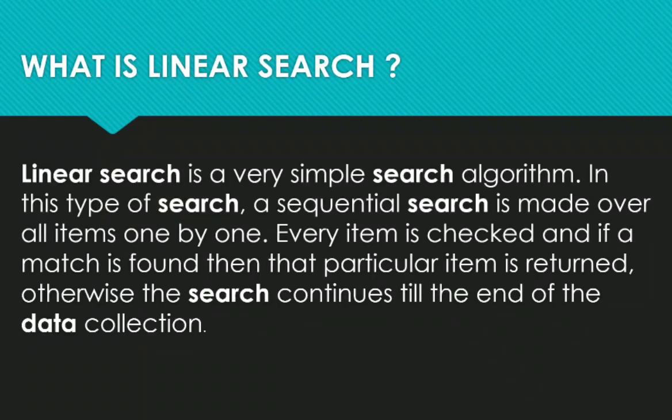What is linear search? Linear search is a very simple search algorithm. In this type of search, a sequential search is made over all items one by one. Every item is checked, and if a match is found, that particular item is returned. Otherwise, the search continues till the end of the data collection.